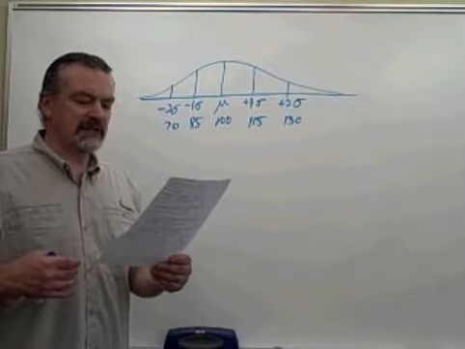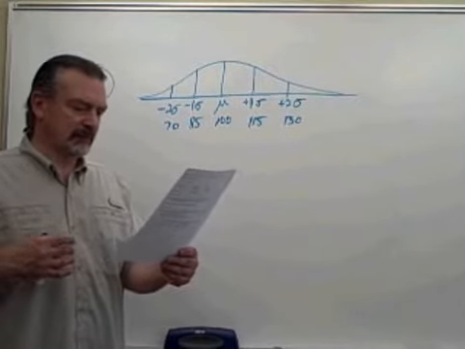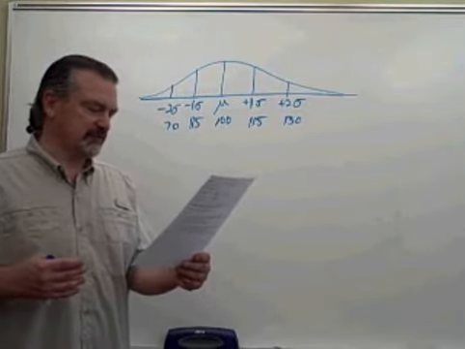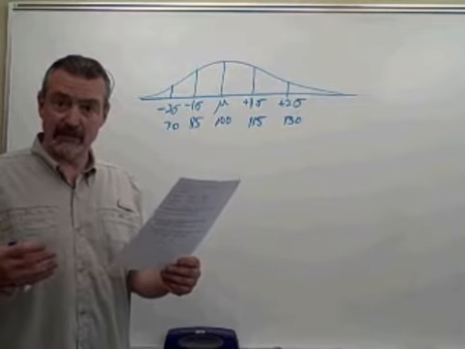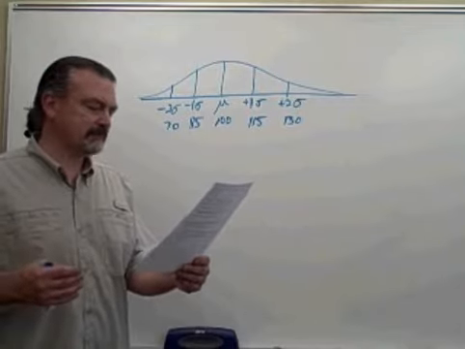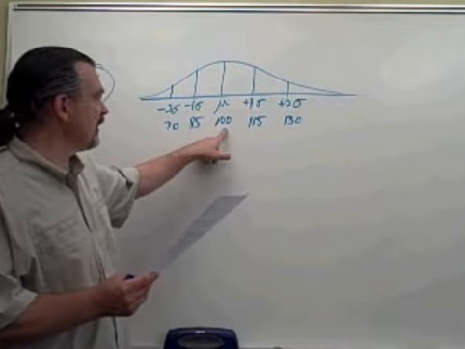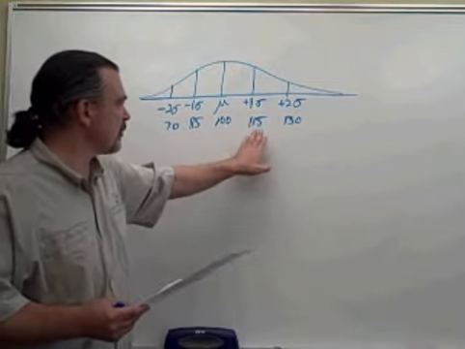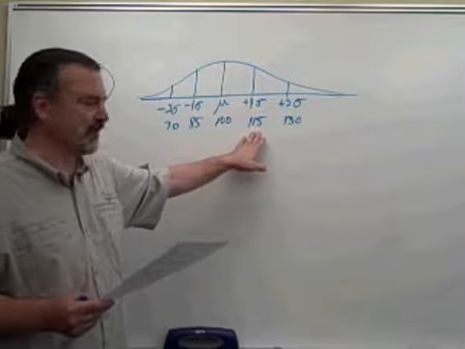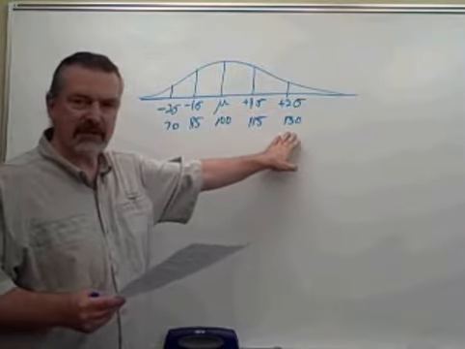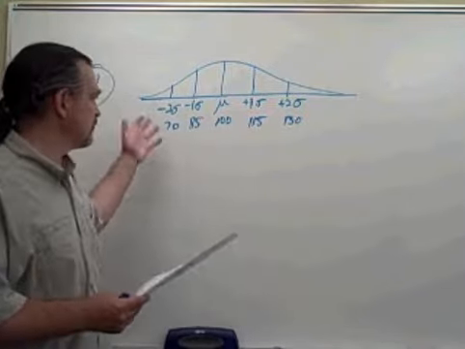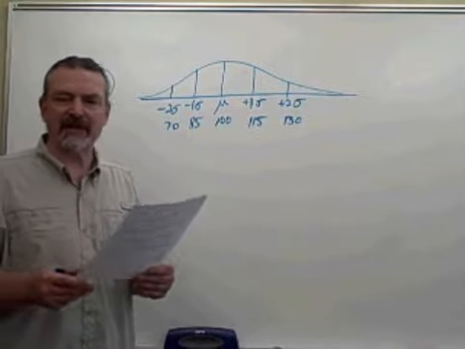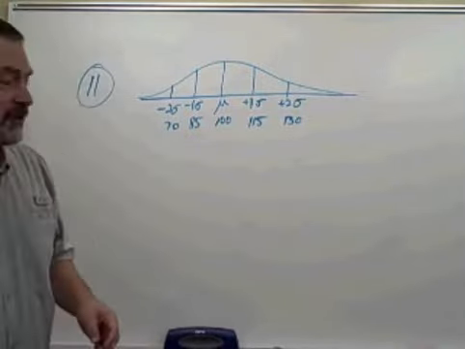This is part B of problem 11. Problem 11, again, was dealing with the IQs of individuals, and it's said that the IQs form a normal distribution with a mean of 100 and standard deviation of 15. So plus 1 standard deviation would be an IQ of 115, plus 2 standard deviations would be an IQ of 130, and so on. So it says estimate the percentage that have IQs over 130.